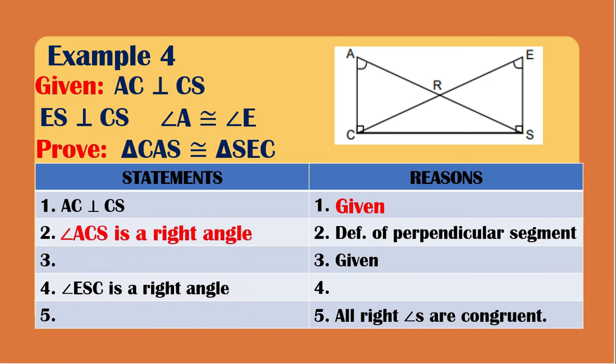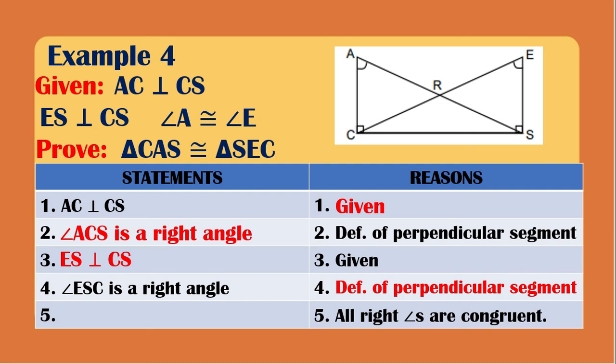And then for the third reason, we have another given. It will be our second given. It is ES perpendicular to CS. And then same as the statement and reason for number 2, we have angle ESC is a right angle. And then the reason will be definition of perpendicular segment. For the fifth one, this is not the last statement. We still have another 3 statements to be followed. So our reason will be all right angles are congruent.